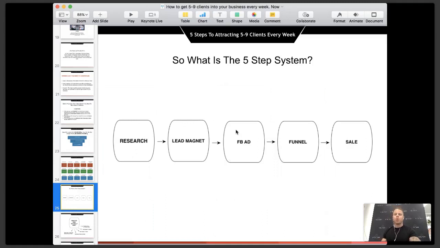And then we go into our Facebook ad. We go, out of the 14 different types of Facebook ad, which one is actually right for me? Is it the traffic ad, an engagement ad, a lead ad, a conversion ad, a likes campaign? And then, okay, I know the research. I know the lead magnet. I know the right Facebook ad.